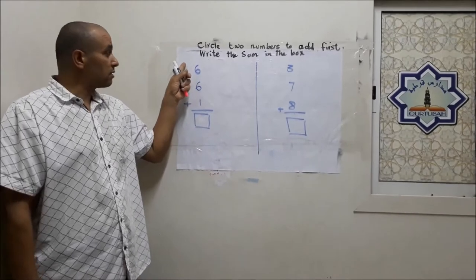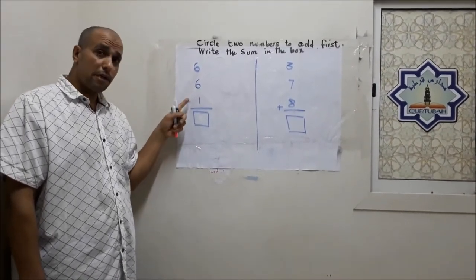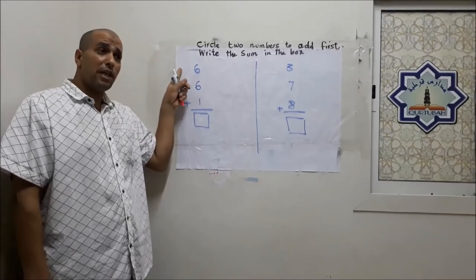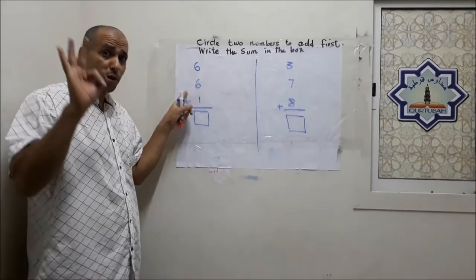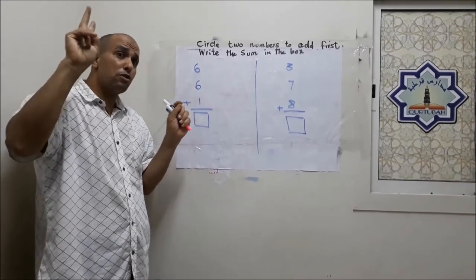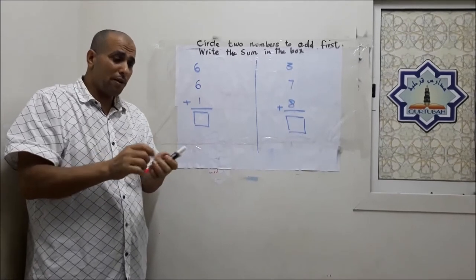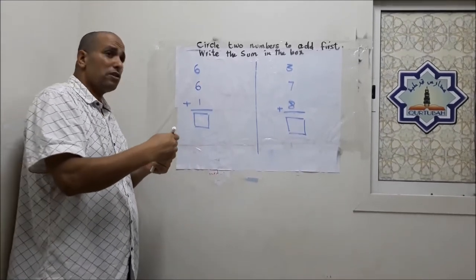Let's start with the first problem here. It says 6 plus 6 plus 1. It's difficult to look at the 3 numbers together because you need first to look at 2 numbers together. But which 2 numbers should you look at together? Select any 2 numbers, but they're closer, for example, closer in position.